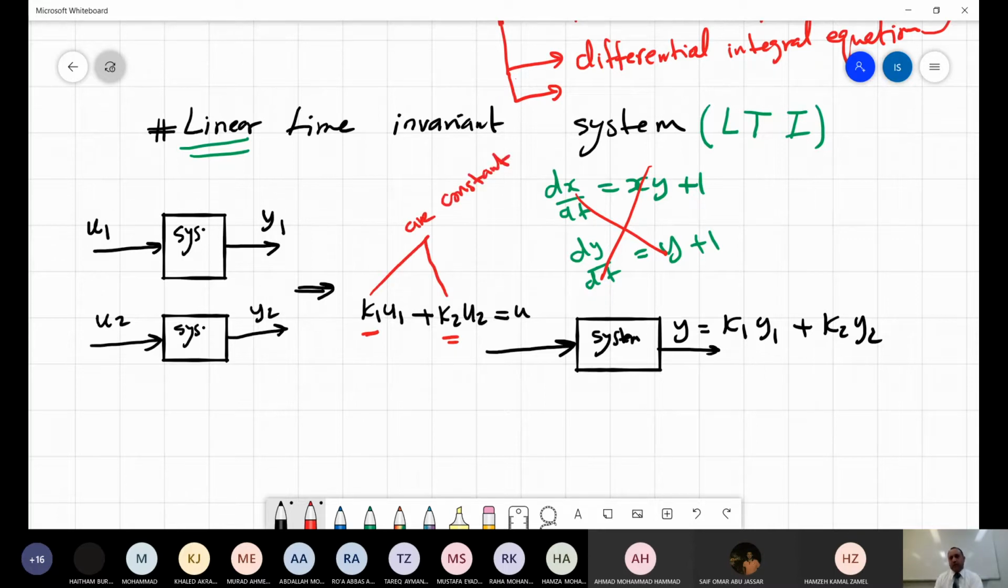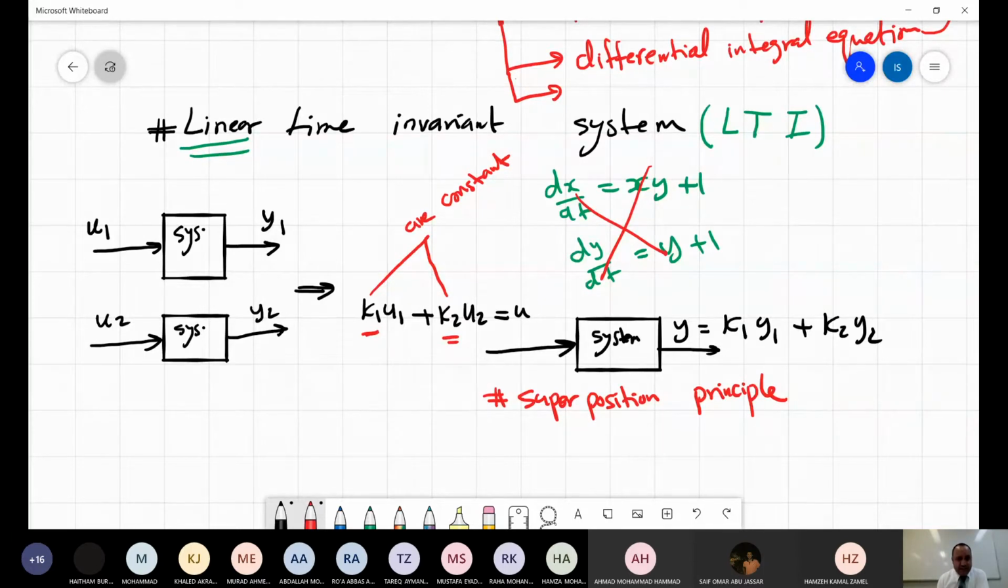This is actually called what? The superposition principle. I think you know it. Where do we use it? In the circuit analysis.